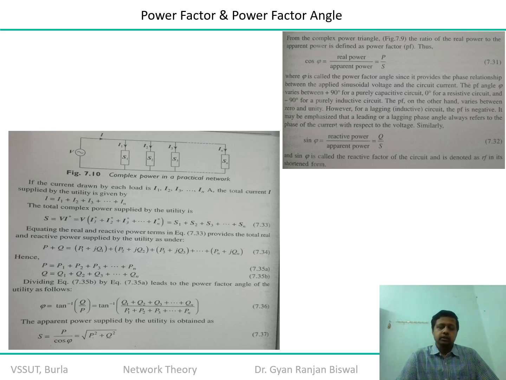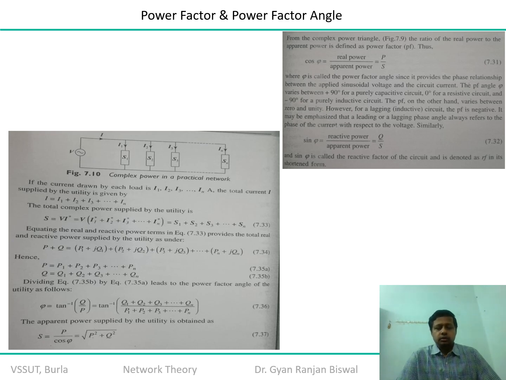It produces the phase relationship between the applied sinusoidal voltage and the circuit current. The circuit current, as you can see in this demonstration, is considered as I, and the source is supplied as V. And in that case, there is a certain number of sums of the powers. We are assuming that there is a distribution of power.